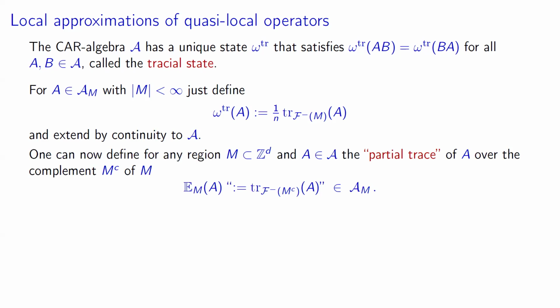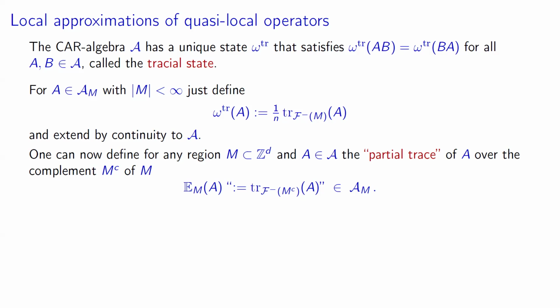It can be constructed by just using the trace on finite domains, normalizing it. Oh, so this should actually be a 2 to the n here, not an n. Normalizing it in such a way that the trace of the identity on each scale is always 1. Okay? So this is called a tracial state, and it can be shown that there's a unique tracial state also in infinite volume.